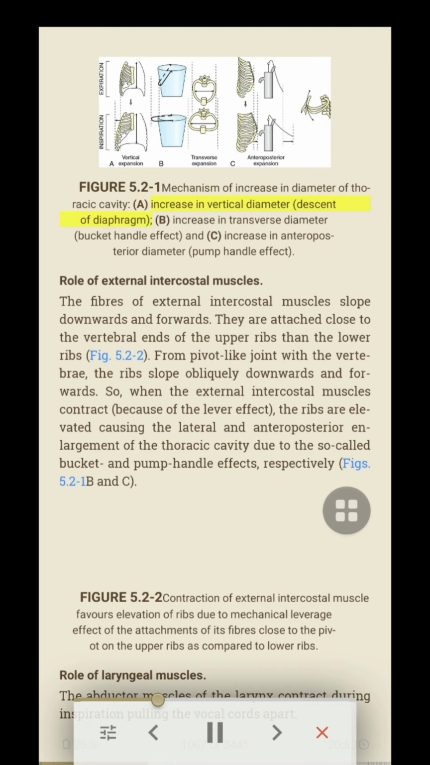A. Increase in vertical diameter, descent of diaphragm. B. Increase in transverse diameter, bucket handle effect. And C. Increase in anteroposterior diameter, pump handle effect.